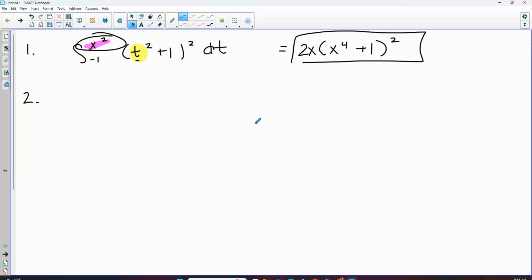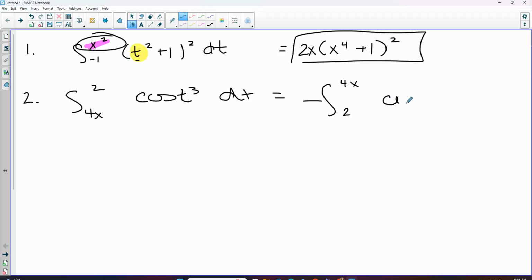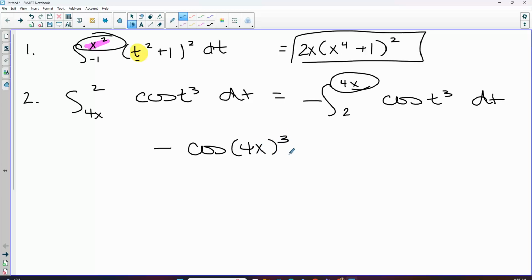All right, so this one, same thing, we're finding the derivative, but things are flipped. Remember, it has to go from a constant up to the variable. So if I need to flip it like this, what do I have to do? Okay, so my t gets replaced with my 4x. So I have a negative cosine of 4x cubed times the derivative of 4x, which is 4.